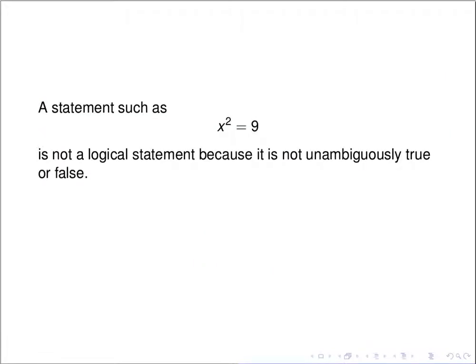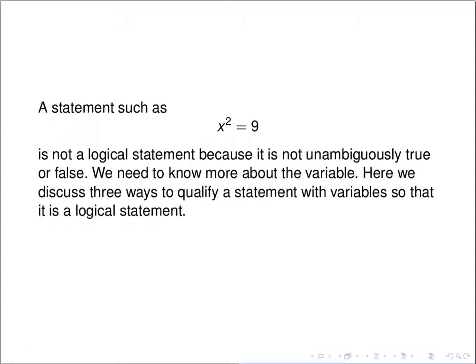So a statement such as x squared equals 9 is not a logical statement. Remember that a logical statement is a declarative sentence that is unambiguously true or false. But x squared equals 9 by itself, without more information, it's not clear if it's true or false. We need to know more about the variable in particular. So we're going to discuss three ways to qualify a statement with variables so that it becomes a logical statement.